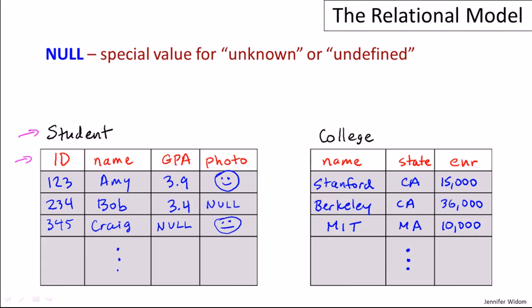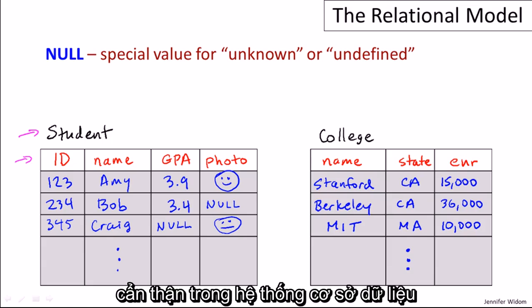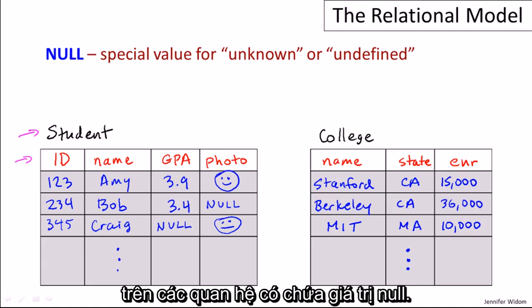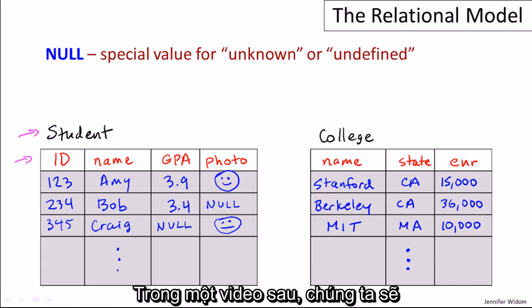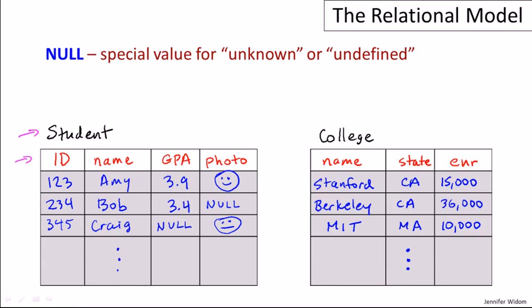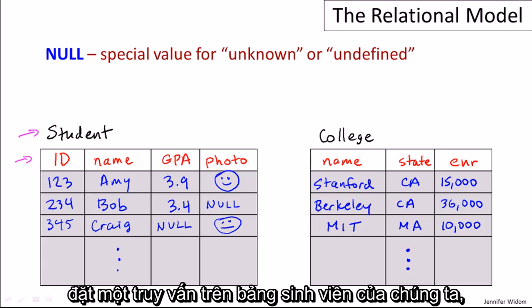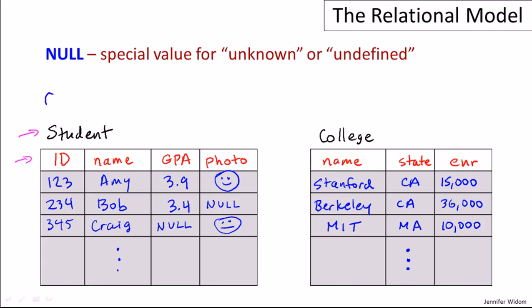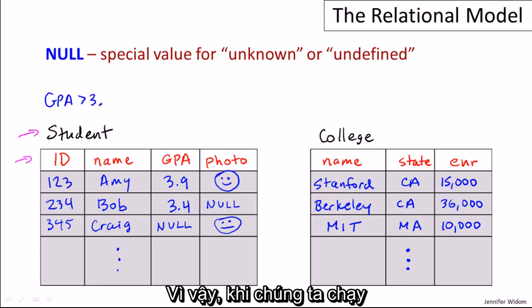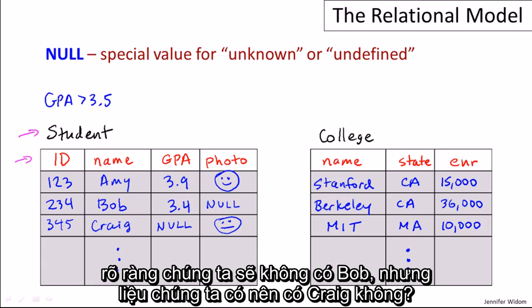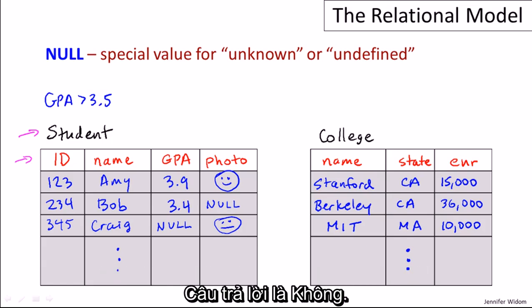Now, null values are useful, but one has to be very careful in a database system when you run queries over relations that have null values. In a later video, we'll go into this in more detail, but I just wanted to give an example of what can happen. So let's suppose we're asking a query over our student table of all students whose GPA is greater than 3.5. So when we run that query on our database, obviously we'll get Amy out. Obviously we won't get Bob out, but should we get Craig? The answer is no. We don't know for a fact that Craig's GPA is greater than 3.5. So we'll only get one student out from that query.